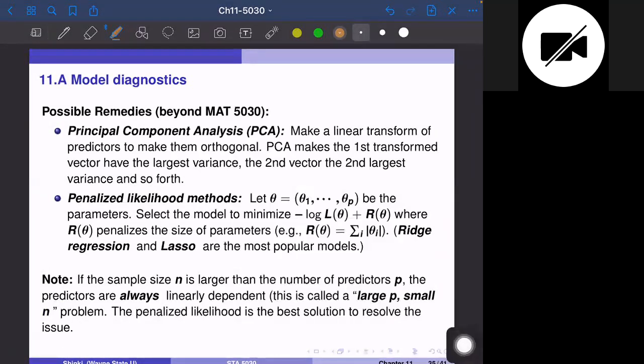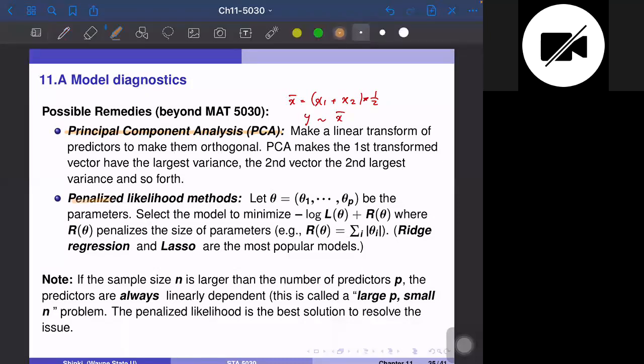So some possible remedies. One is principal component analysis. The idea is that x1 and x2 are so similar that we cannot distinguish them. So think about some composite index, such as maybe just the average of the two variables. Then we only have to use one variable, and still we can use the combined information of x1 and x2. So if you fit y on x bar, probably the result is better than just fitting y on x1.